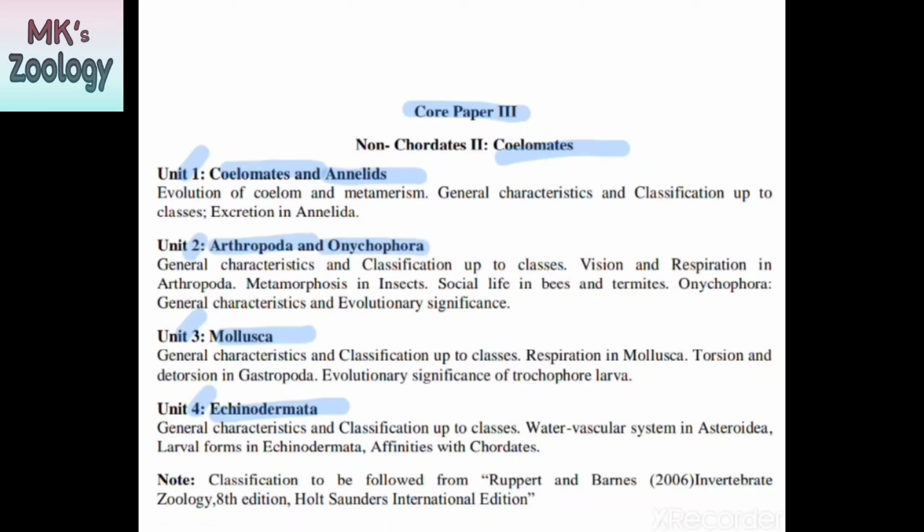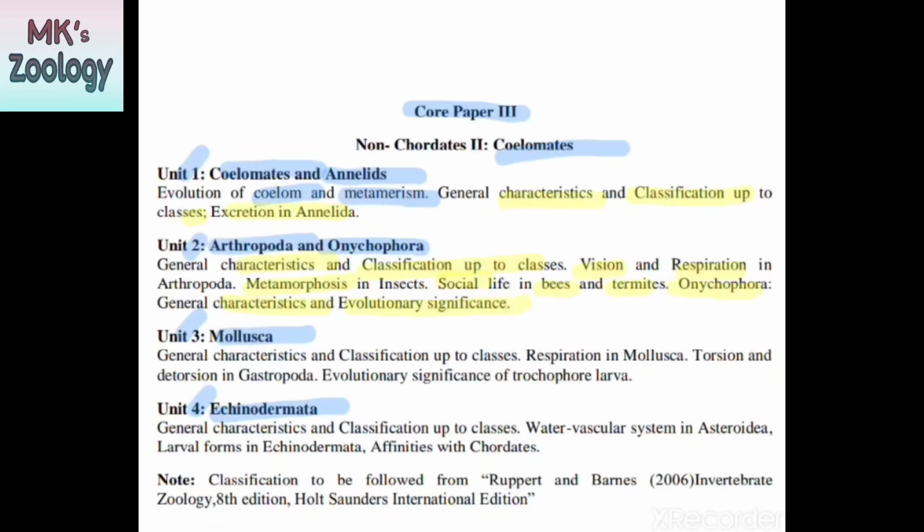Echinodermata. So unit 1, in annelids you have to study about the coelom and metamerism. Then the characters and classification of annelids and excretion in annelids. In unit 2 you have to study about the characters and classification of Arthropoda and vision and respiration in Arthropoda, metamerism in insects and social life in bees and termites. Then in Onychophora you have to study the characters and its evolutionary significance.